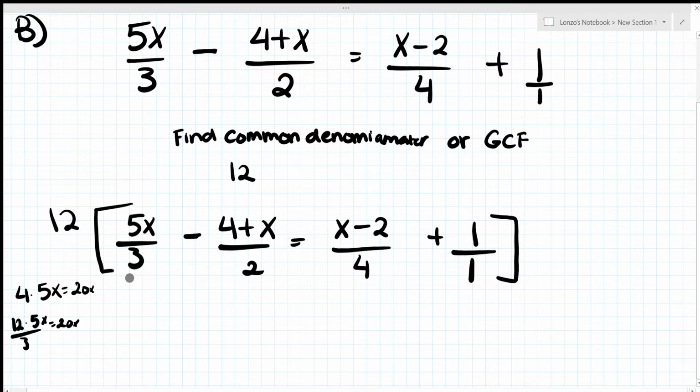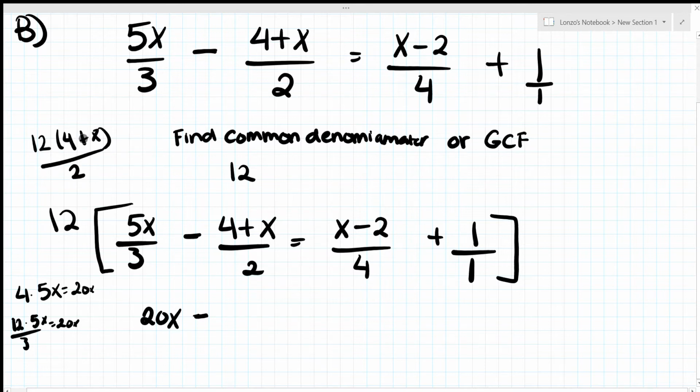So over here, we're going to get 20x, right? I got 20x because I did 12 divided by 3, which is 4 times 5, which is 20x. Now, for this part, I'm going to do a minus, but I'm going to put a parentheses. Okay, so it's like saying 12 times 4 plus x over 2, right?